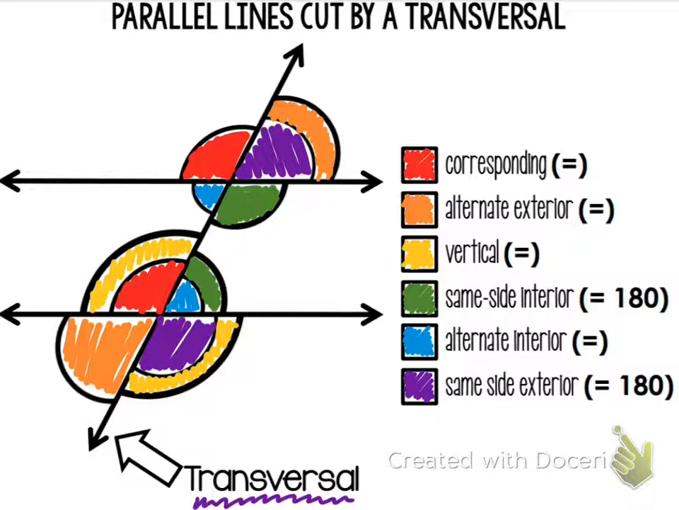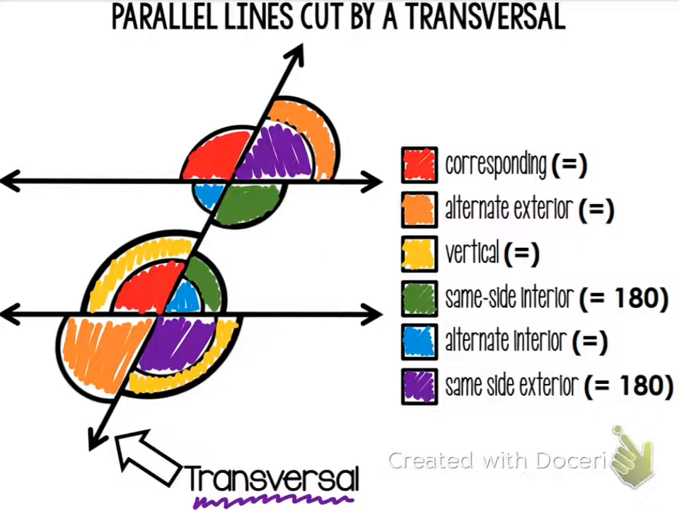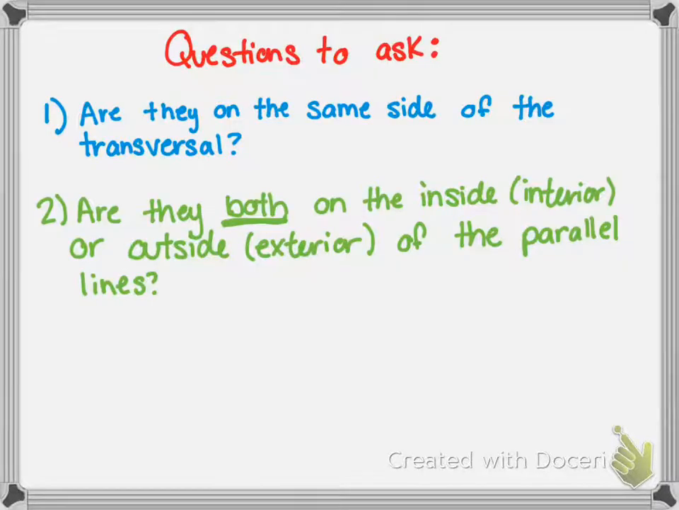Now, when working with parallel lines cut by a transversal, I find it's easiest to ask yourself two questions. So here are the questions to ask. Number one, are they on the same side of the transversal? Remember, the transversal is that line that cuts through the center of the parallel lines. So it's the one that cuts it up a little bit. The second question is, are they both on the inside, or the interior, or the outside, or the exterior of the parallel lines? Let's dive into this a little bit further.